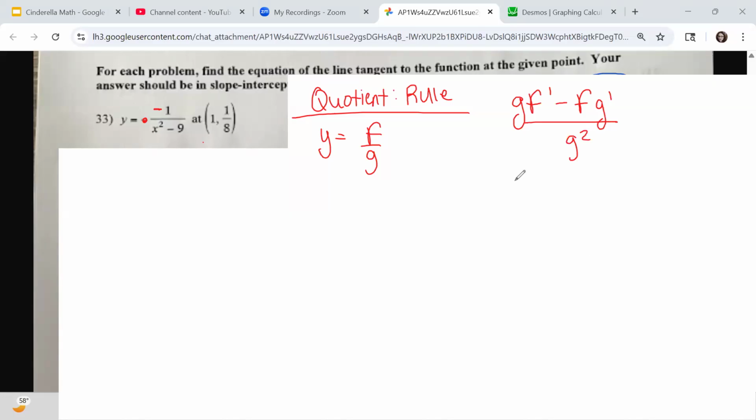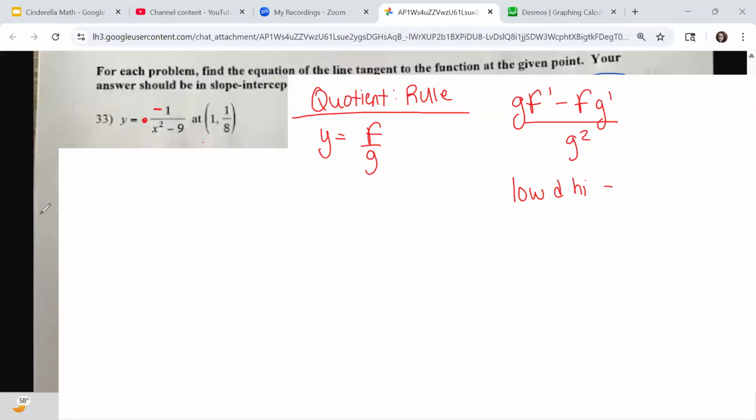Some teachers make a little rhyme and they go low d high minus high d low over low square. So if your teacher says that, and it kind of sounds like the Hi-Ho song off of Snow White, hi-ho, hi-ho, I don't know. I don't particularly love the little saying. I just remember the rule. But you do whatever works for you.